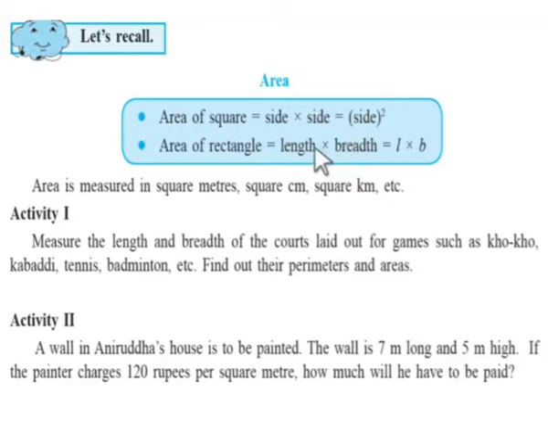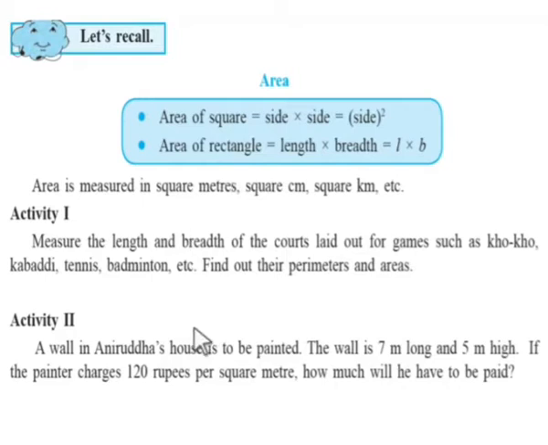If the length is written as L and breadth is written as B, then we will write the formula for area of rectangle as L into B. Now the unit for measuring area is square meters or square centimeter or square kilometer. It depends upon the length and breadth or the side of the square or rectangle given in the example.